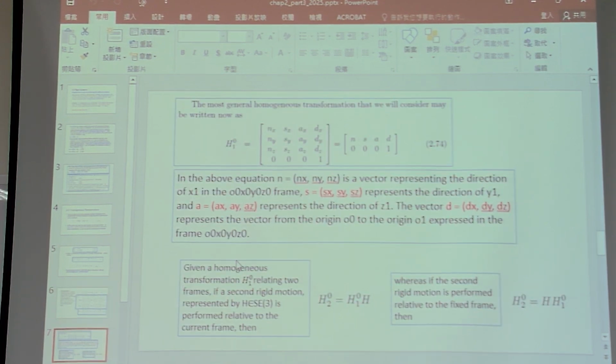I want to introduce this one a little bit. They give it a special name, NSAD. You just see over there. I would say it's quite annoying. But later on, if you are in the robotics field, you need to be very familiar with this part. Okay. For example, for the first 3 by 3, NSA is all rotation parameters.